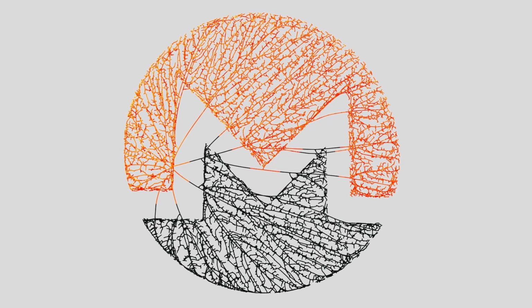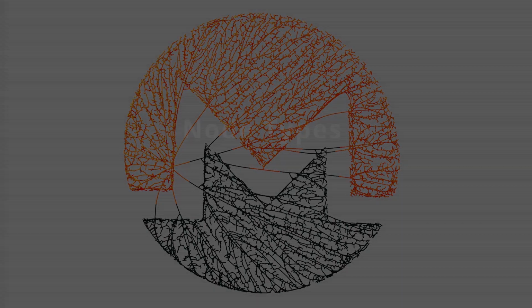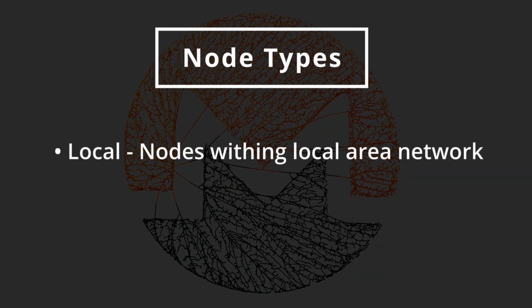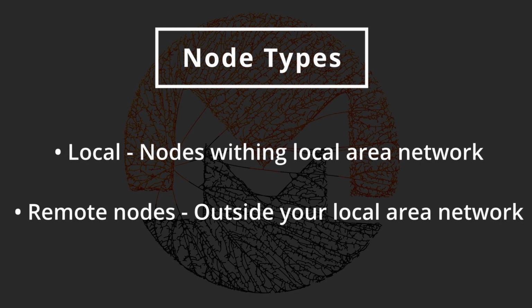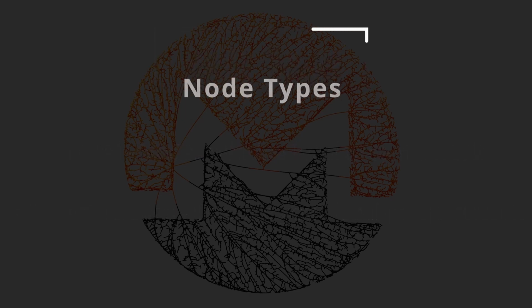The greater the number of nodes in the network, the more resilient it is against both denial of service attacks and network partitioning. Nodes are typically separated into two categories, local and remote. Local nodes are those within your network, while remote nodes are those outside of it.